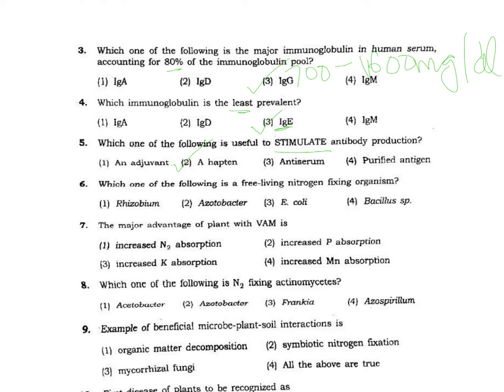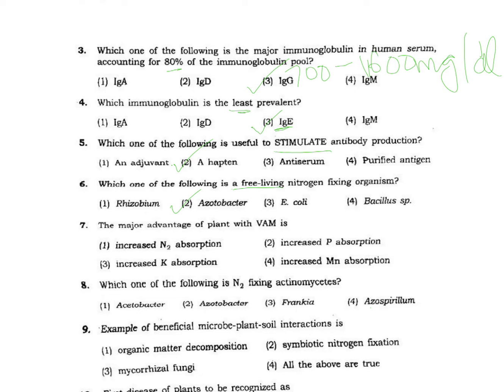Question number 6. Which one of the following is a free-living nitrogen-fixing organism? 1, Rhizobium; 2, Azotobacter; 3, E. coli; 4, Bacillus. The correct one can be either 1 or 2 because these are nitrogen fixers, but 3 and 4, E. coli and Bacillus, are not nitrogen fixers. Out of these, Rhizobium is found in symbiotic association, while Azotobacter is found free living. So this one is the correct option.